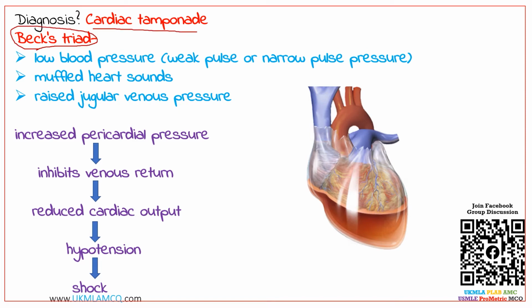When learning about cardiac tamponade, it's very important to remember Beck's triad. It's low blood pressure, that means weak pulse or narrow pulse pressure, muffled heart sounds and raised JVP. So these are the 3 points in Beck's triad.